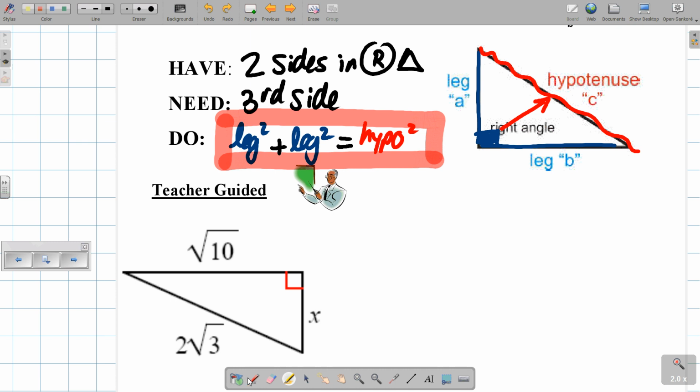So right here, let's just do this one together really quick. First, you identify your legs, and I actually want you to write the word leg and leg. And then identify your hypo.